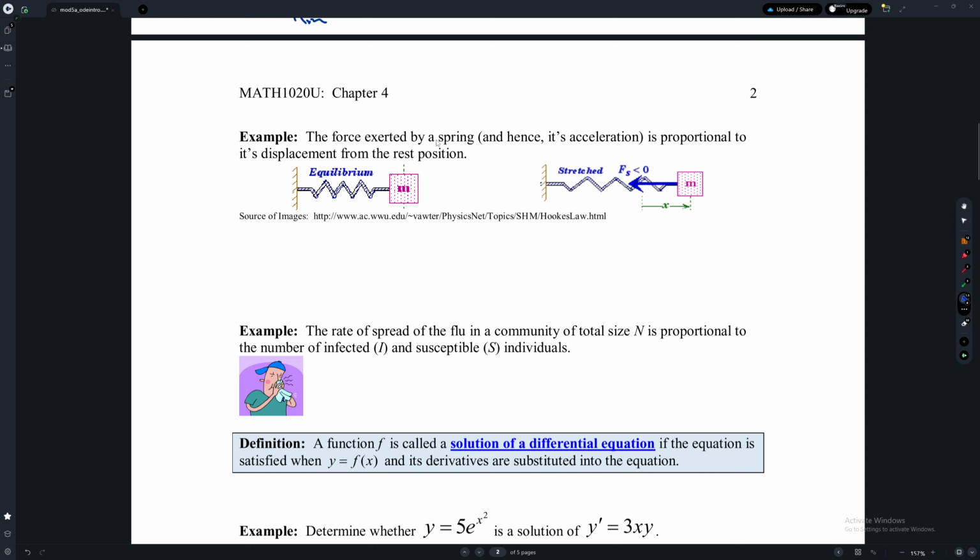And here it says the force exerted by the spring. So the force exerted by the spring, this is equilibrium, and then you pull it that way, as you can see in the arrow, by a spring, is proportional to its displacement from the rest position. Its displacement from the rest position. And so don't forget your k.